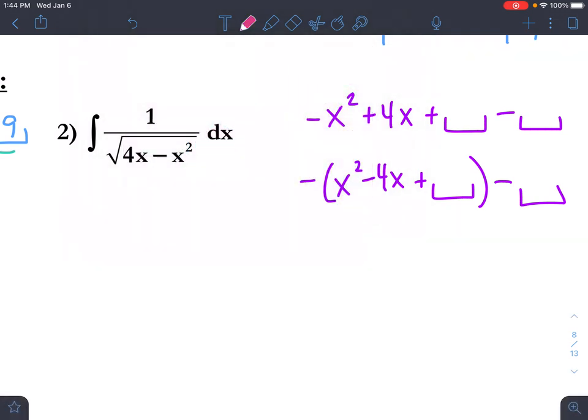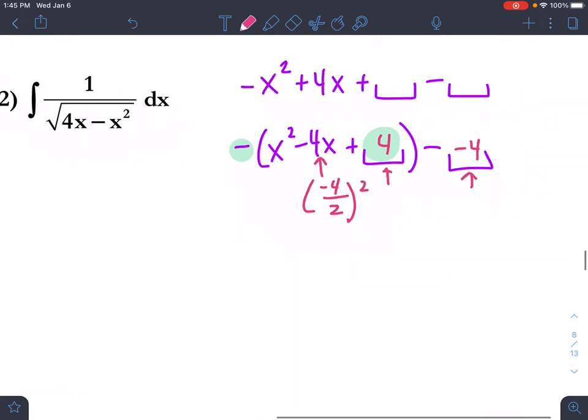So again, what's going in this little space right here would be this number, negative 4, divided by 2 squared. So it's always b over 2 squared. And that number is 4. Okay, what did I really add though? I have negative 4, so I really added a negative 4. Okay, meaning I have to subtract a negative 4. So let's see what I have here, guys. I've got negative, what multiplies to positive 4 and adds to negative 4. That'd be x minus 2 squared. And then I have plus 4.